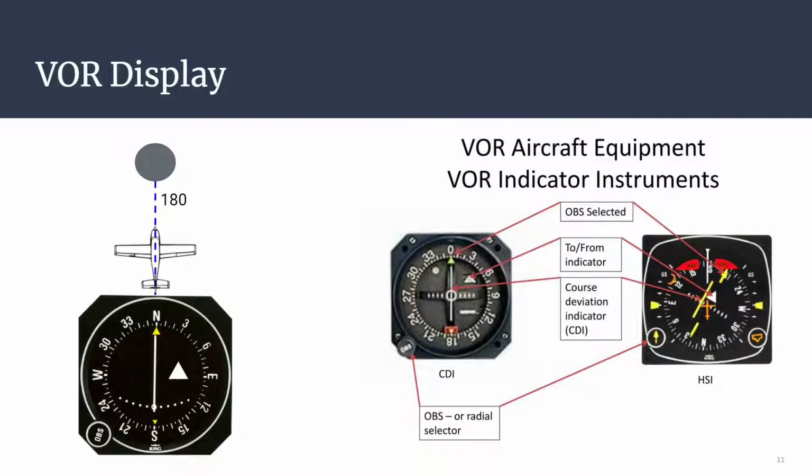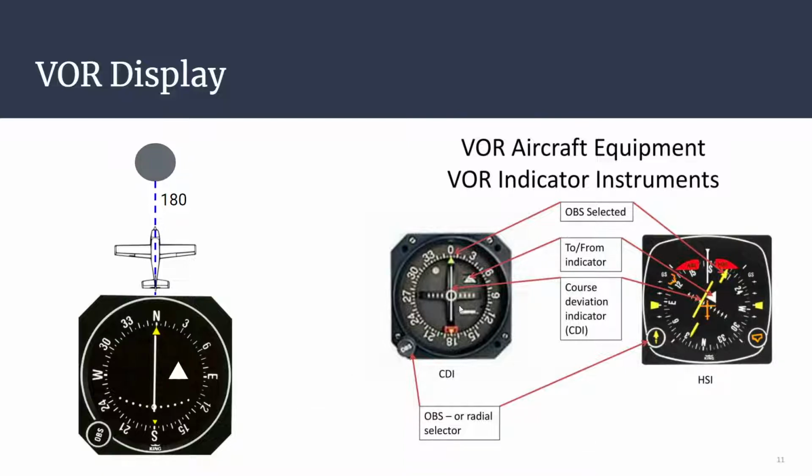Cool. So then you'll have this flag. This flag can also come up in the shape of a to or from. The word to or the word from. And all that's telling you is whether you've selected a radial on your side or not. So for instance, if I were to select the 360 radial coming out that way at the top, then that arrow would then be pointing downwards, saying that the radial is behind you. So that's telling you some important information about how VORs work already.